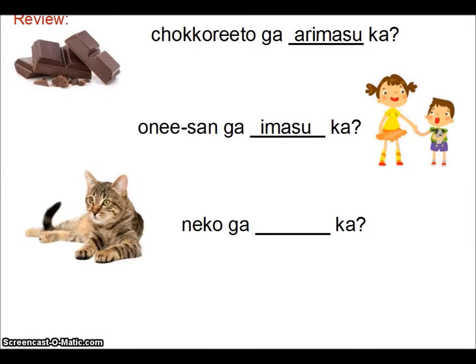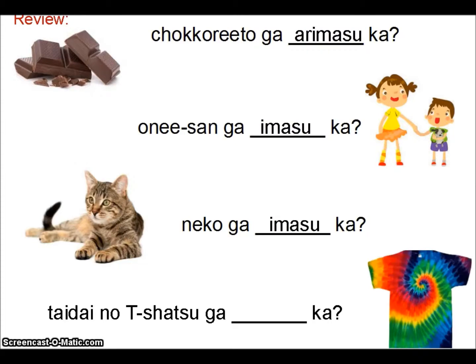So what would this one be? Neko ga imasu ka? So if you have a cat, that'd be hai, neko ga imasu. If you don't have a cat, it would be iie, neko ga imasen. What about this? That would be tie-dye no T-shirts ga arimasu ka? Hai, arimasu, or iie, arimasen.